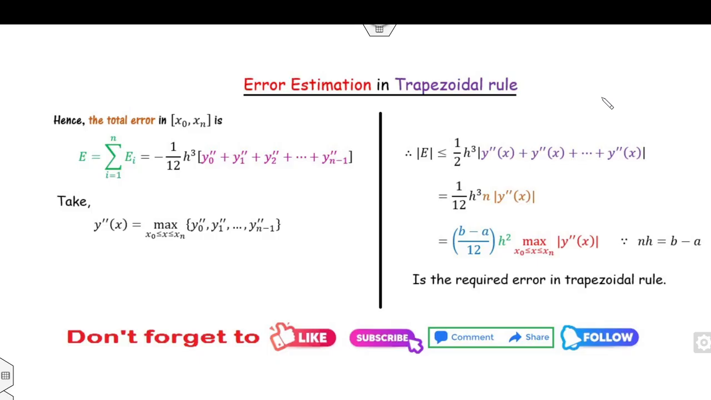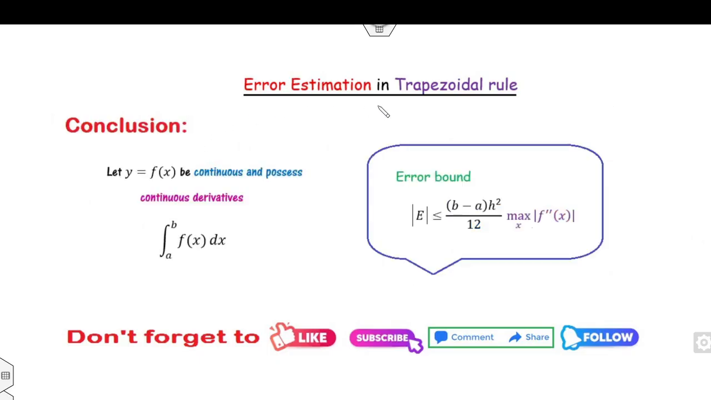So what is the summary? Whenever you find the error analysis, your error bound is always b minus a, that is the upper and lower limit. h is the step size. What is h? b minus a over n, and the maximum value of the second derivative. I will explain this with the help of 5 to 6 examples in this lecture too.